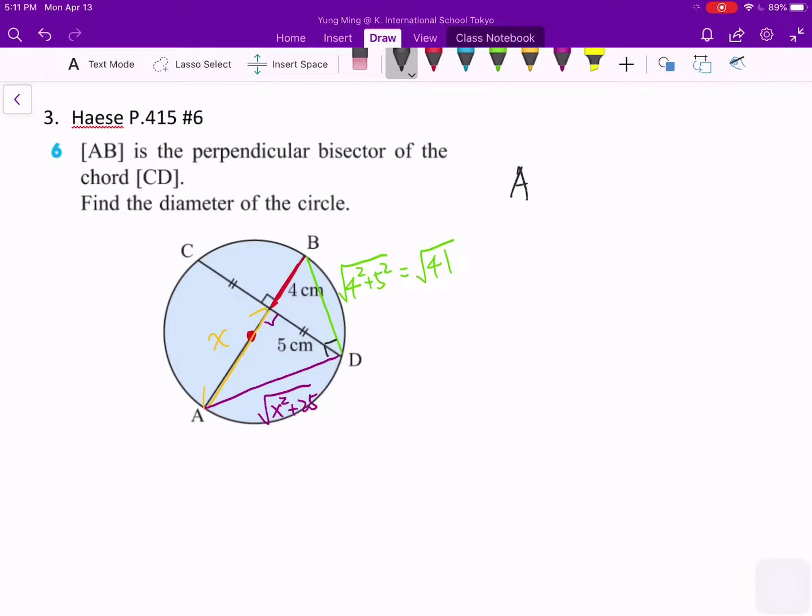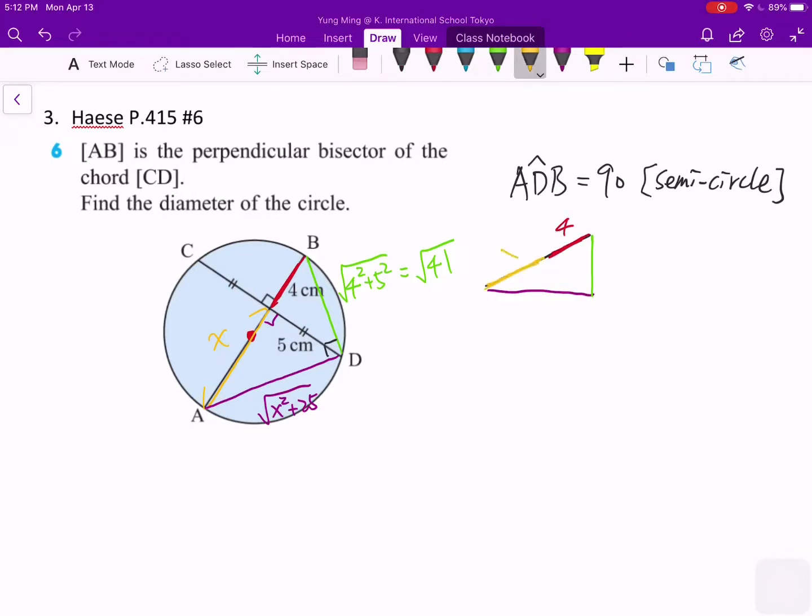Now the last thing that we need to use is the fact that this is 90 degrees. So we claim that angle ADB is equal to 90 degrees. This is because we have a semicircle. Now that we know it's 90 degrees, you get this triangle to look at. This part is known as 4 and this part remains unknown. This purple part is square root of x squared plus 25, and the green part is square root of 41.